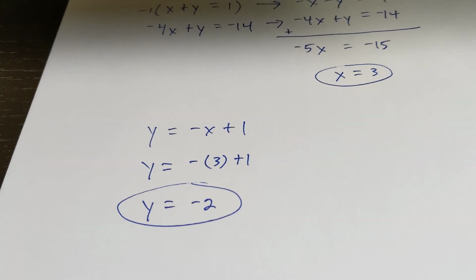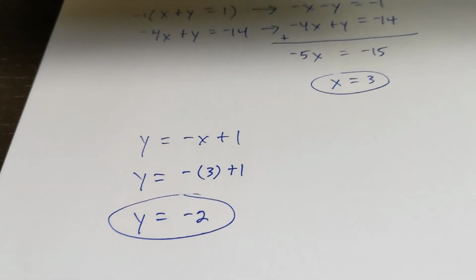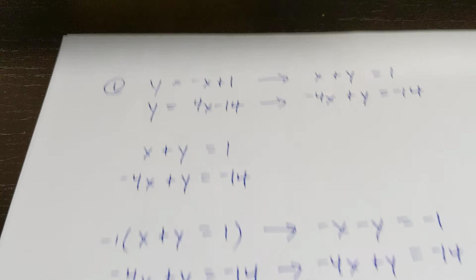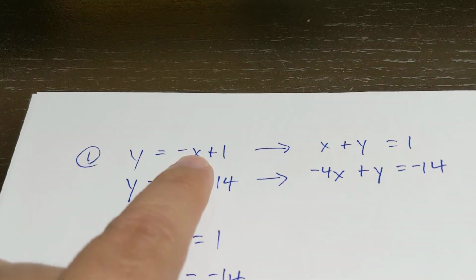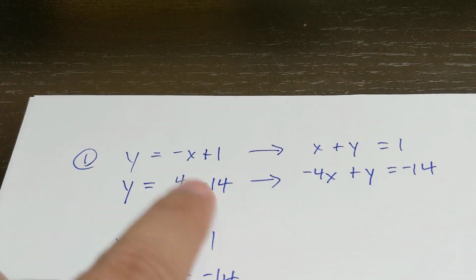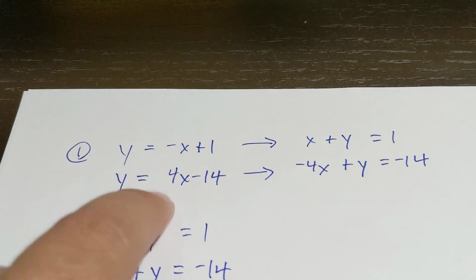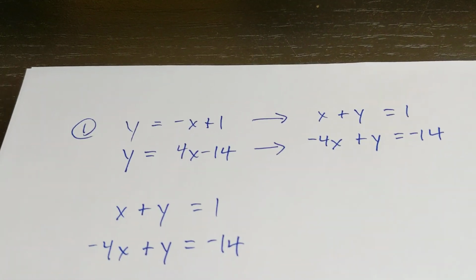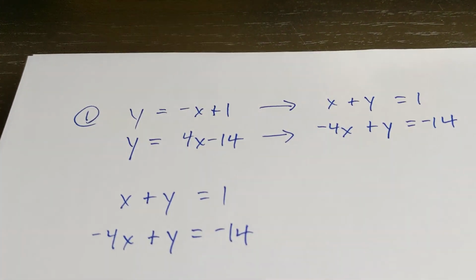So my answer is the ordered pair 3, negative 2. 3, negative 2 as an ordered pair. Place 3 here and negative 2 here, 3 here and negative 2 here. Makes both of these statements true. So that is a proper solution.